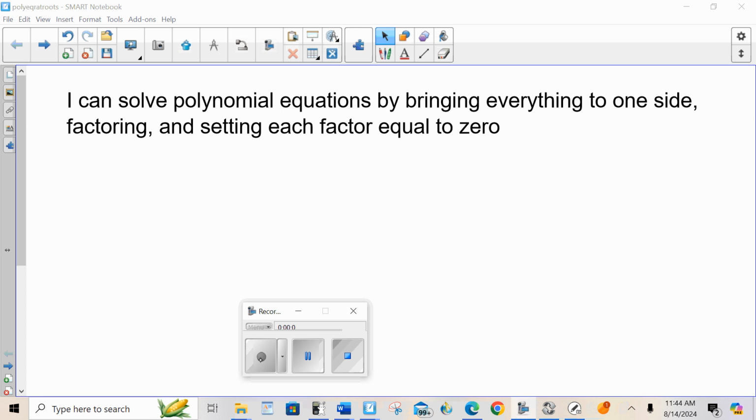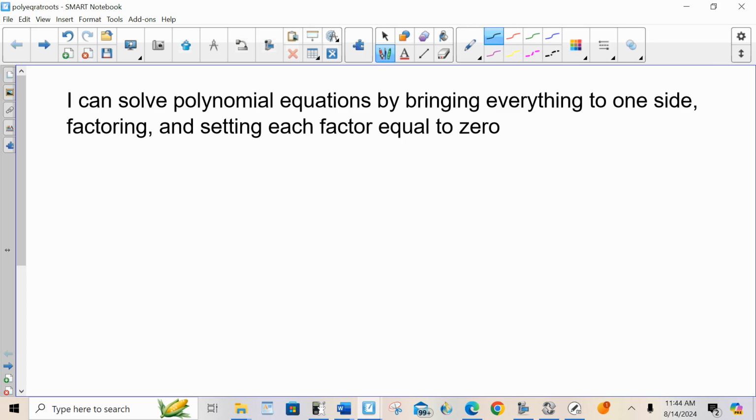Hello everybody. Today, very important lesson. I can solve polynomial equations by bringing everything to one side, factoring, and setting each factor equal to 0.